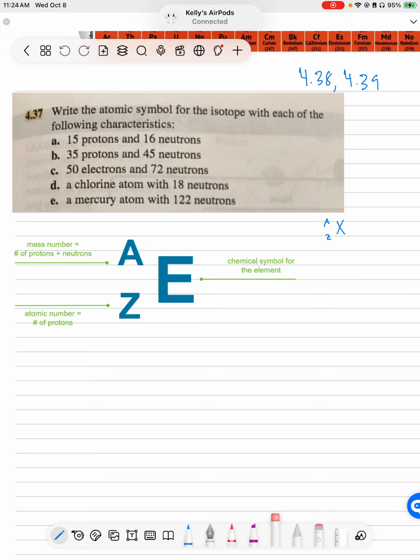Alrighty, so this is 4.37 and your back of the book problems are 4.38 and 4.39. So we are going to write the symbol of the isotope for each of the following characteristics.